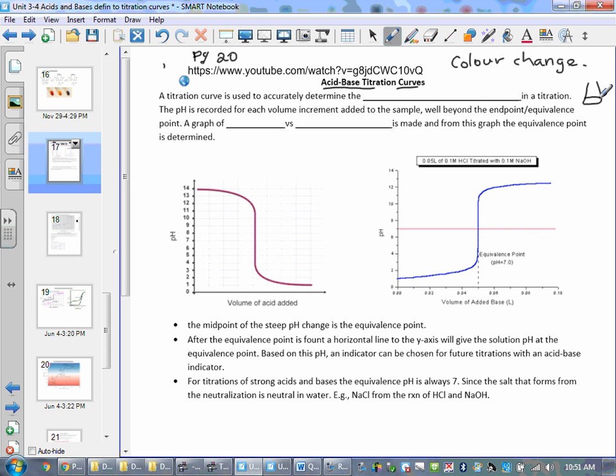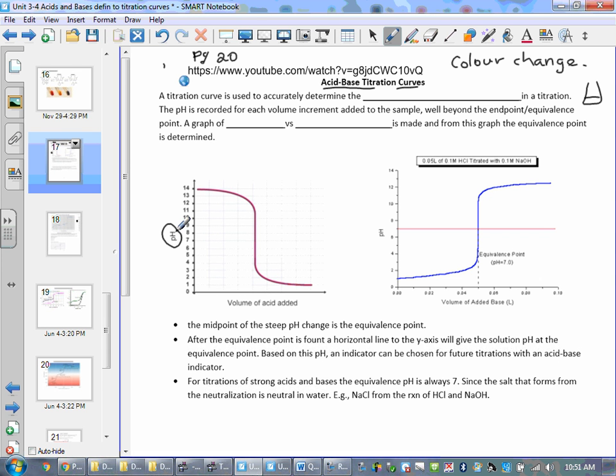And the little bit of extra base did what with the indicator? Made it change color. So we could also do the same titration without an indicator. We could use instead a pH meter. And that's what we're going to look at today.